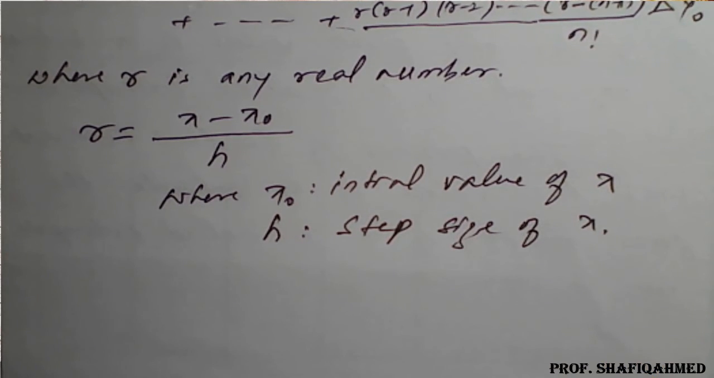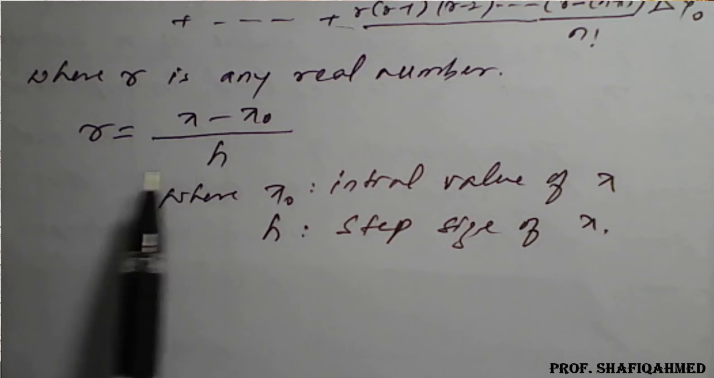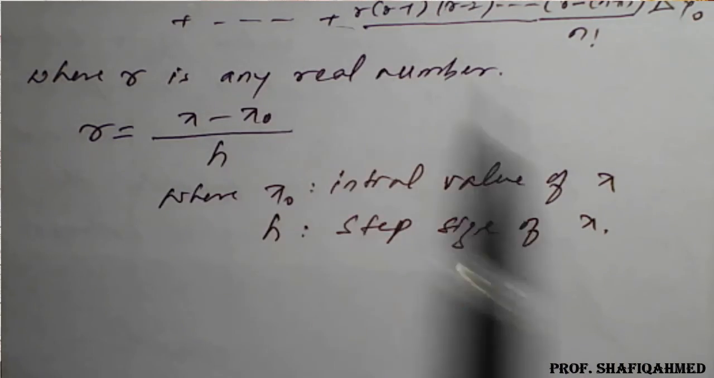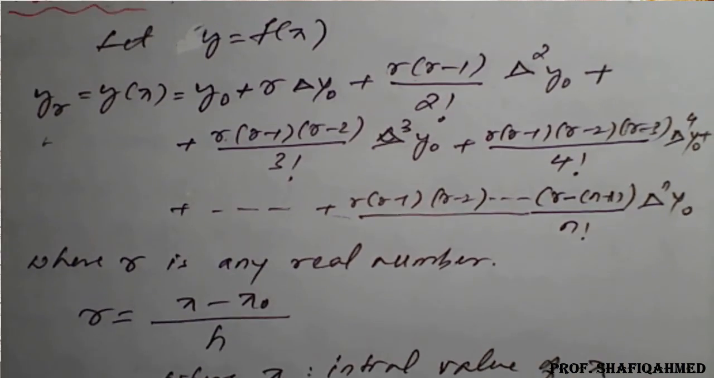For example, if the x values are 1, 2, 3, 4, 5, and so on, the difference of those equal intervals is 2 minus 1 is 1, 3 minus 2 is 1, so that is nothing but the step size here. With the help of this x0 and h, we can get the value of r, and with that r value we substitute and get the Newton forward interpolation formula.